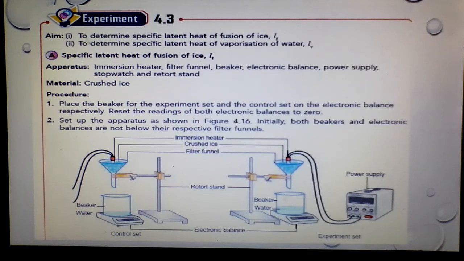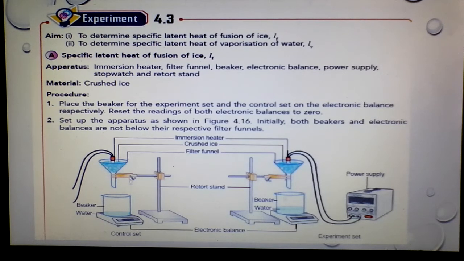Experiment 4.3, to determine the specific latent heat of fusion of ice, LF, and the specific latent heat of vaporization of water, LV. But first A, the specific latent heat of fusion of ice, LF. Apparatus: immersion heater, filter funnel, beaker, electronic balance, power supply, stopwatch and retort stand. Okay, material: crushed ice. Place the beaker for the experiment set and the control set on the electronic balance respectively. Reset the reading of both electronic balances to 0. Set up the apparatus as shown in figure 4.16. Initially, both beakers and electronic balances are not below their respective filter funnels.